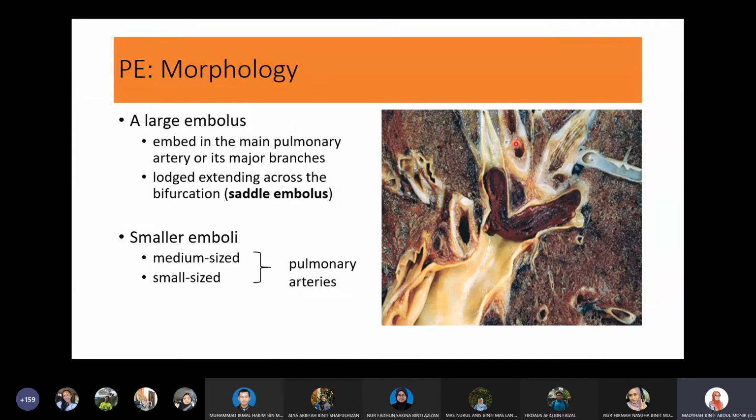So this is a gross picture. Morphology depends on the size of the embolus. Usually if it is large, it will embed in the main pulmonary artery or its major branches. When it lodges, extending across the bifurcation of the pulmonary artery, we call it a saddle embolus. So these large ones stay in the main vessels. But smaller emboli, either medium or small size, will go to the pulmonary arteries and lodge in the tissue.